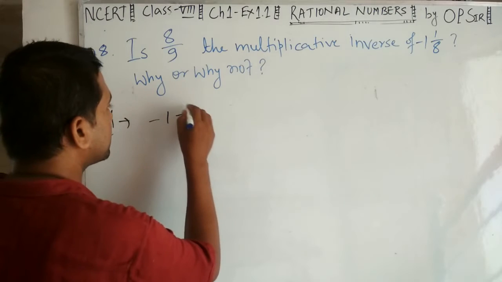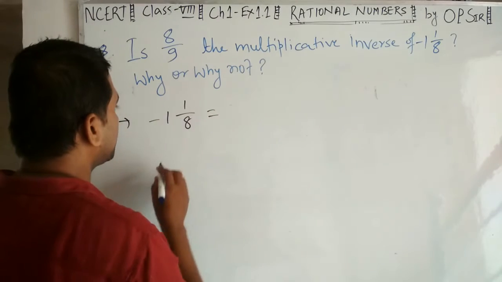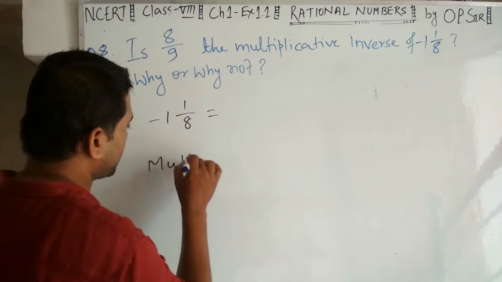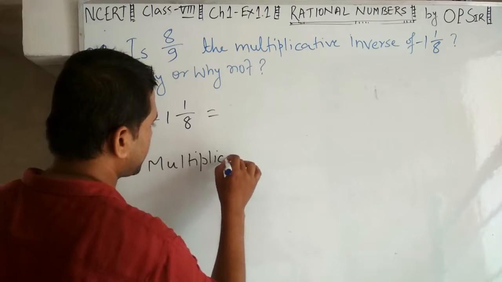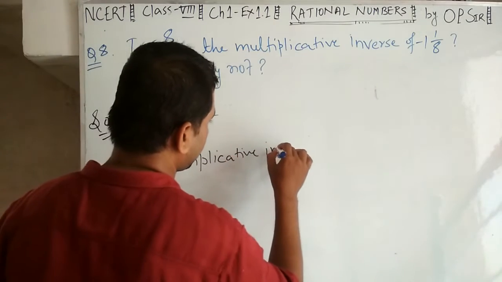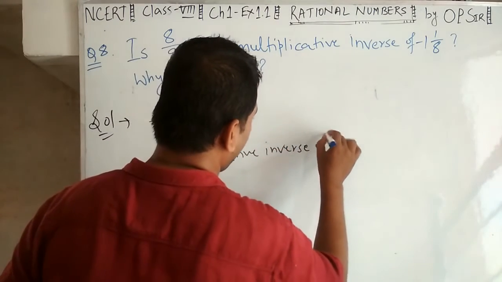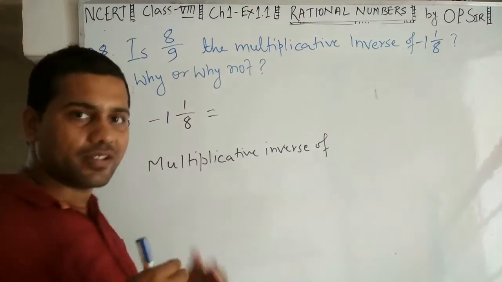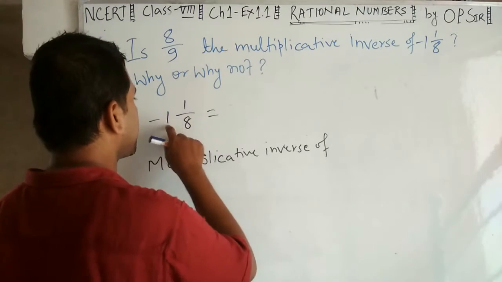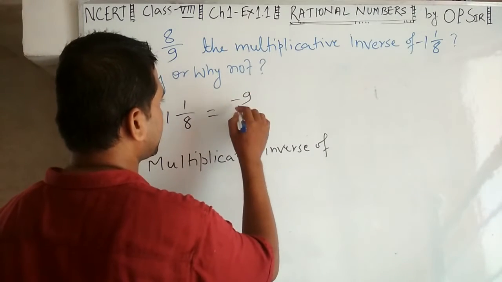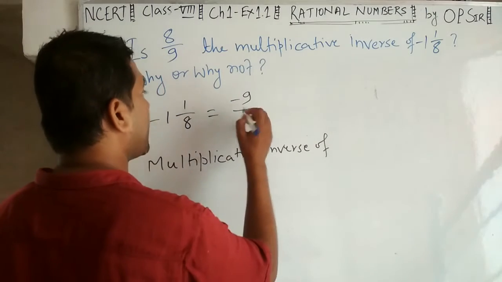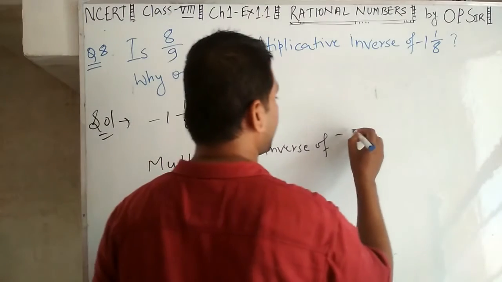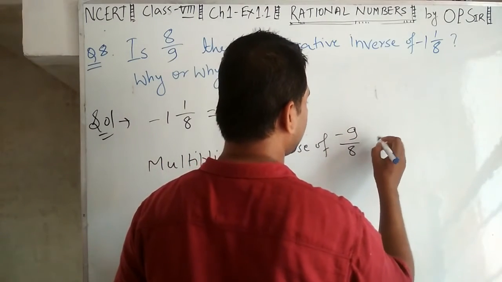Minus 1 whole 1 upon 8 is there. So we have to find the multiplicative inverse of this. Actually, we will change this into a slightly different format. So 8 times 1 is 8, plus 1, that is minus 9 upon 8. So that is minus 9 upon 8.